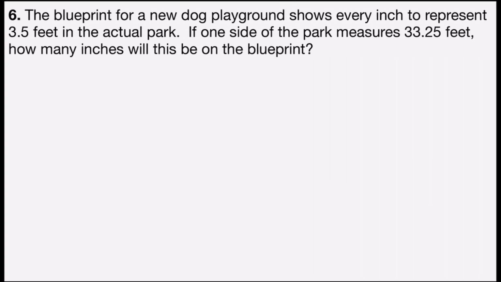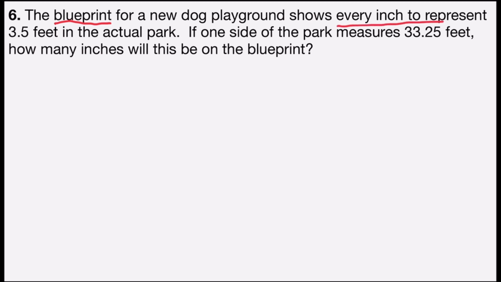Problem number 6 says the blueprint for a new dog park playground shows every inch to represent 3.5 feet in the actual park. If one side of the park measures 33.25 feet, how many inches will this be on the blueprint? And so this is a question where I have a scale drawing because I know it's a blueprint. And so that's going to lead me to a proportion.